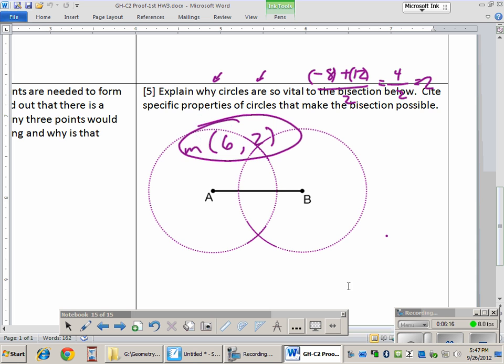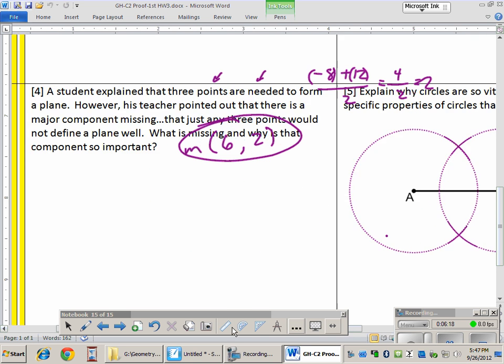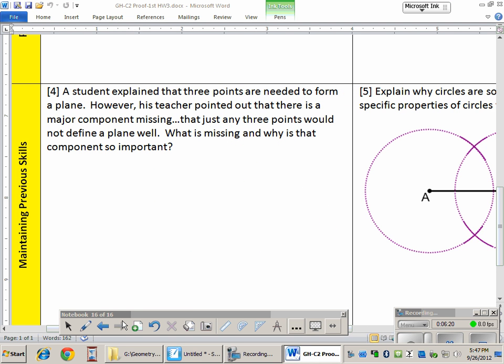And moving on to this one. Okay, a student explained that 3 points are needed to form a plane. However, his teacher pointed out that there is a major component missing. That sounds like something I do. That just any 3 points do not define a plane. Well, what is missing? What is missing, and why is that component so vital?